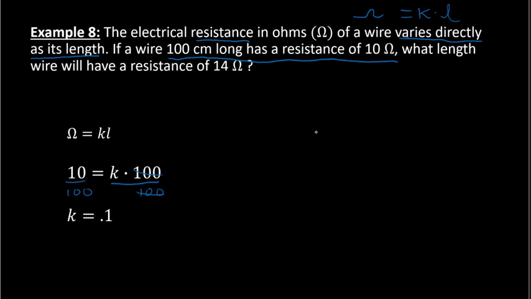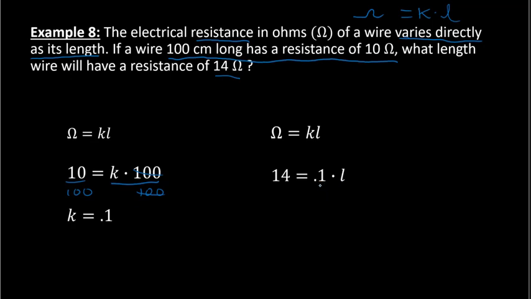As you solve, from here, we're not finished yet. We need to use this k, this constant, to determine what is the length of the wire that will have a resistance of 14 ohms. So I want to use this equation one more time. So ohms equals k times length. And I look at scenario 2. I know the resistance is 14 ohms, so plug a 14 in, and then k we said was 0.1. So we have 14 equals 0.1 times L.